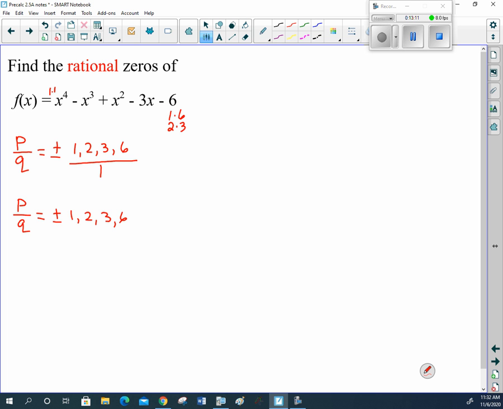Okay? So it's kind of cumbersome. If you don't have a graphing calculator to help you out, you have to guess. Like, which one do you want to guess? 1, 2, 3, 6 or negative 1, 2, 3, 6?